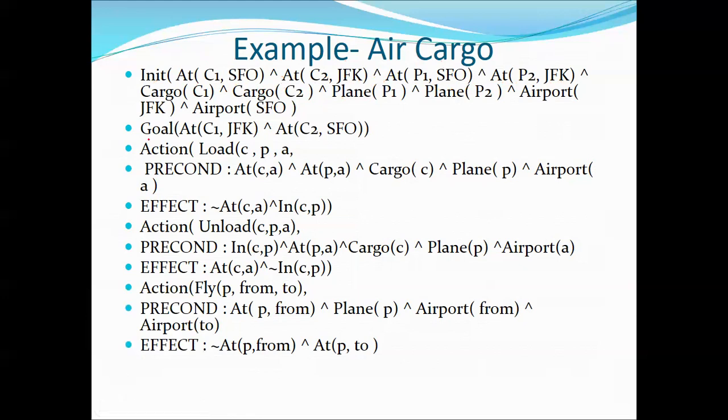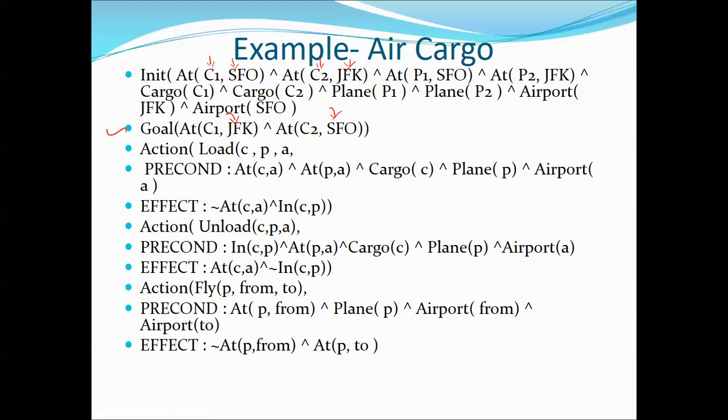Now what is our goal? This is the goal: At(C1, JFK) and At(C2, SFO). Initially, if you see, cargo C1 is at airport SFO and cargo C2 is at airport JFK. But our goal should be the reverse. Cargo C1 should go to JFK and cargo C2 should go to SFO. Okay, so this is our goal.